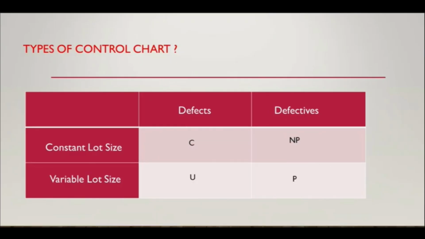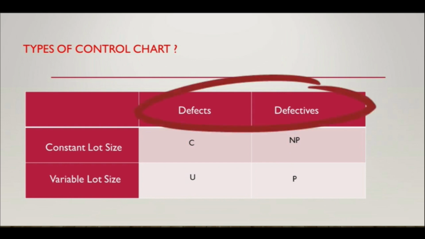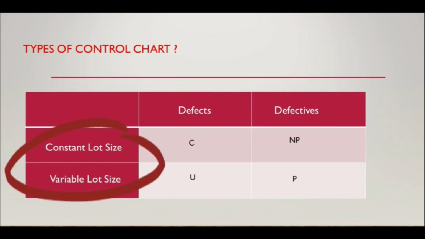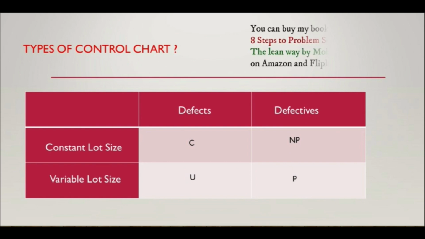Let us move to discrete data. When the data is discrete, we need to look at two things: whether the customer is measuring us on defects or defectives, and whether we have constant lot size or variable lot size. What is constant and variable lot size? For example, the customer says, I will monitor 5% of whatever you produce in 1 month. If you process 500 transactions, the customer will monitor only 25 transactions. Next month you did 1000 transactions, they will monitor 50 transactions. So this is variable lot size. Every month your lot size is varying.